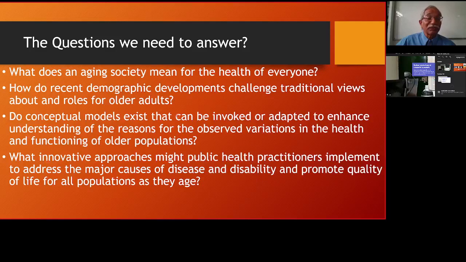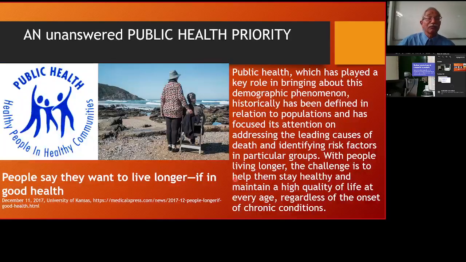So conceptual models exist that can be invoked or adopted to enhance understanding of the reasons for the observed variations in the health and functioning of the older population. Now they are trying to find out new models to understand this. So what innovative approaches might public health practitioners implement to address the major causes of diseases and disability, and promote quality of life for all populations as they age? And this is the public health challenge, how to provide these things to the population.